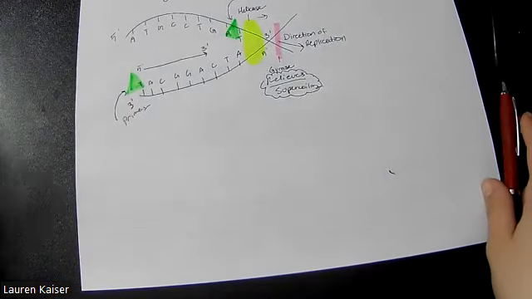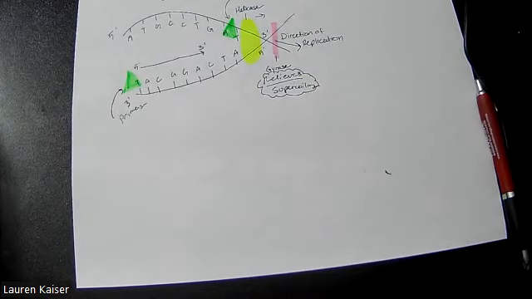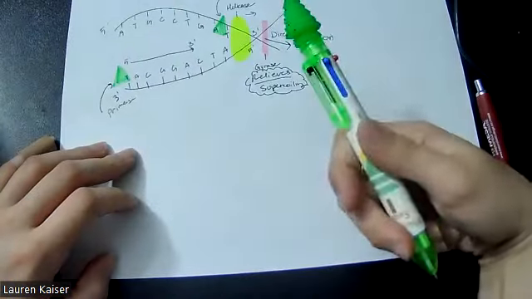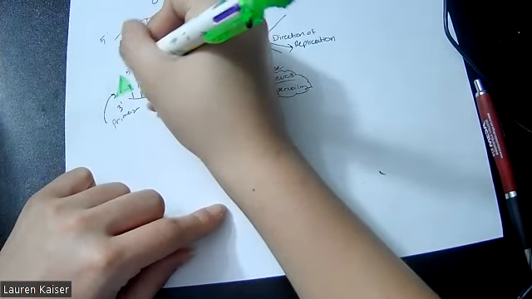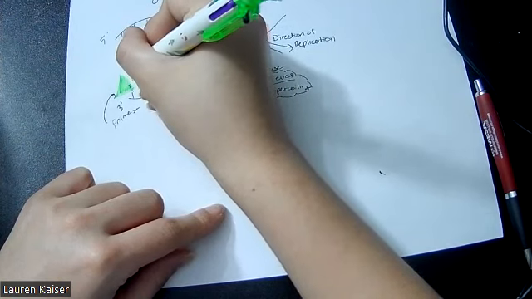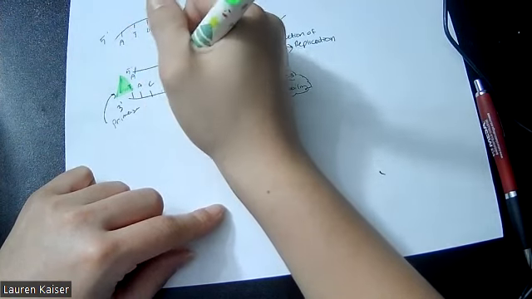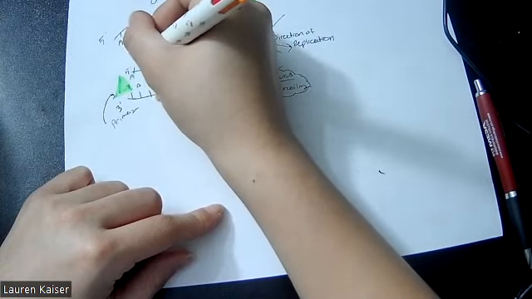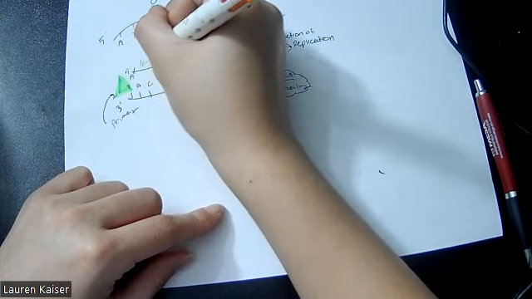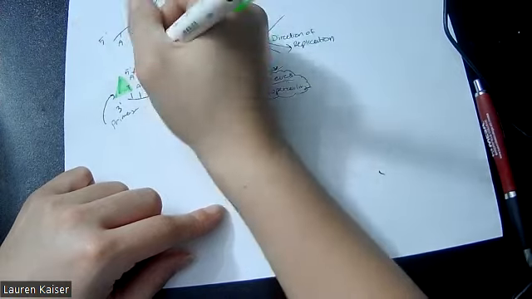I'll use a green. I have lots of pens, if you could not tell. This is a Christmas one, I know, but it has a bunch of colors on it, so I love to use it. So for this one, I'll use a green to show you that we're now going to be making our leading and lagging strands. Sorry, I got carried away with the green.